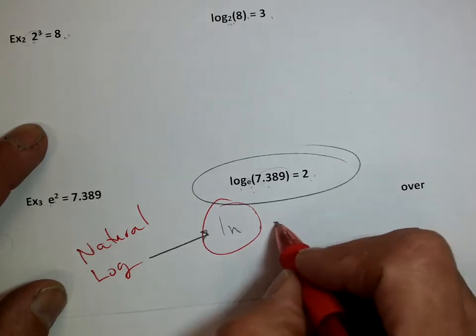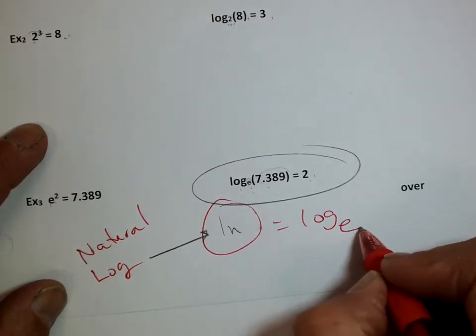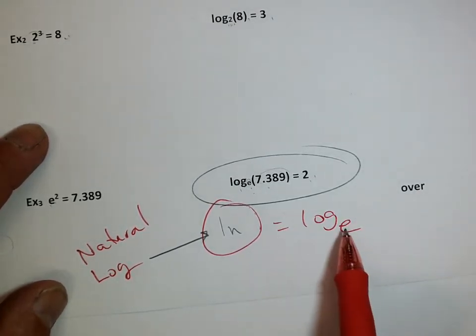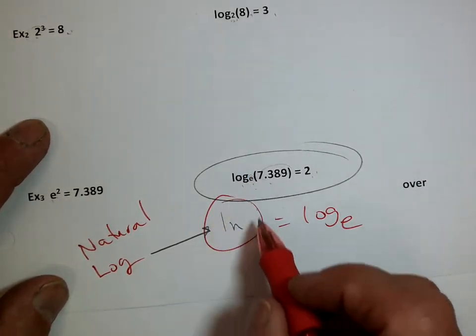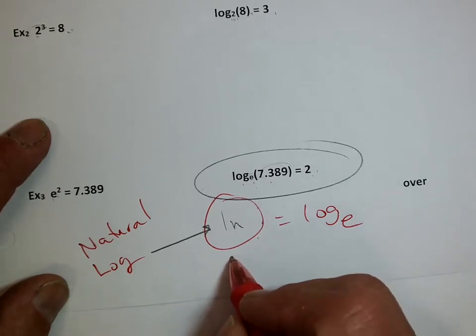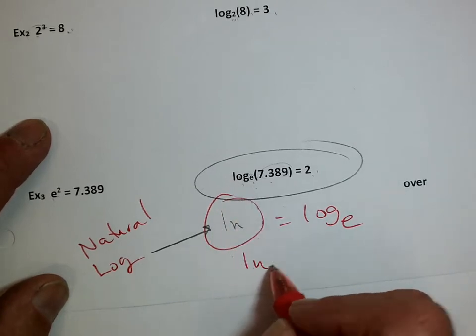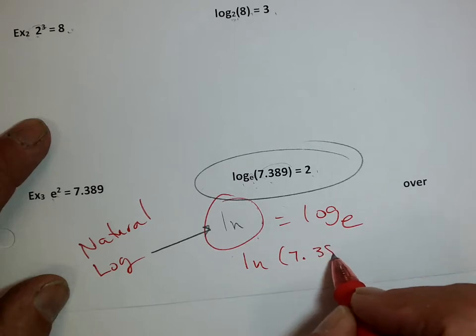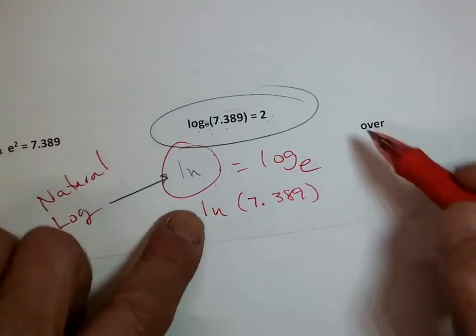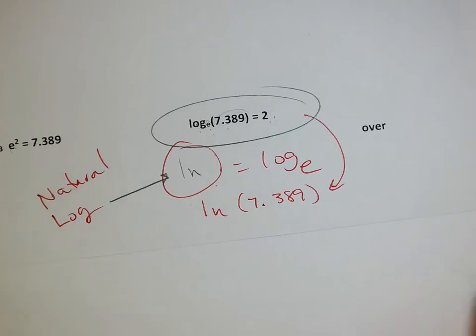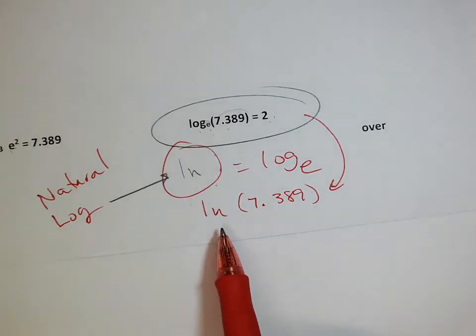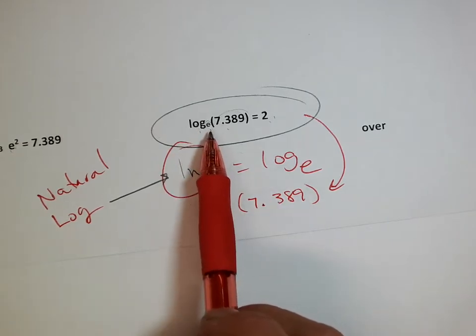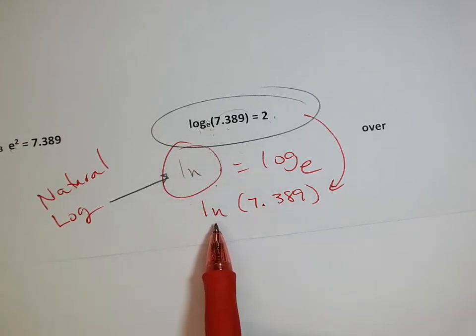LN means log base E, but we won't write it as log base E. We will never write log base E. We write LN. So in this equation, we're going to take LN of 7.389. These are the same questions. Log base E is always our LN, our natural log. So when you see log base E, write natural log, or when you see natural log, know it's log of base E.